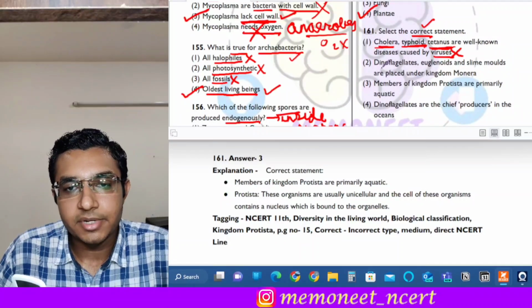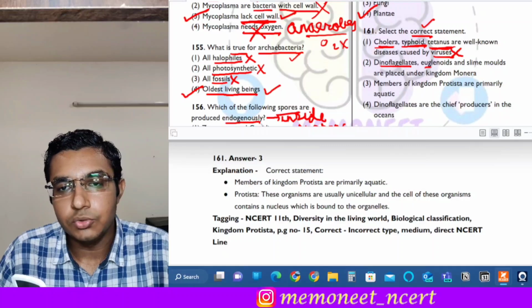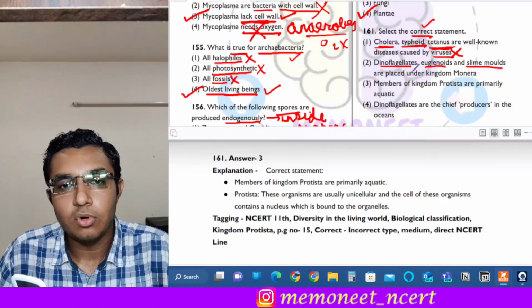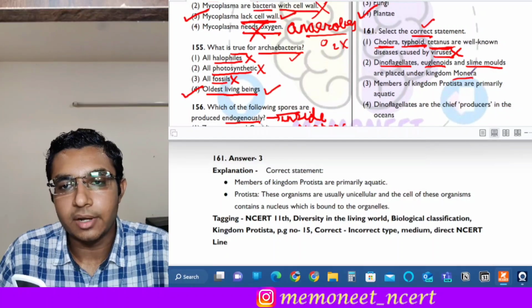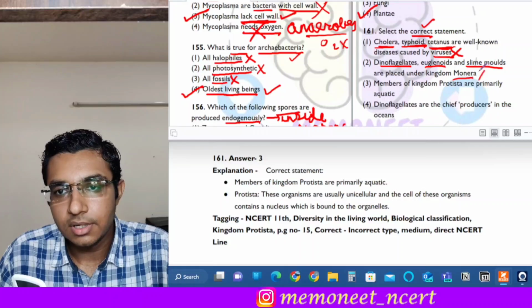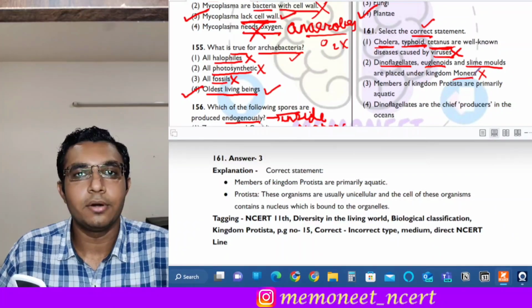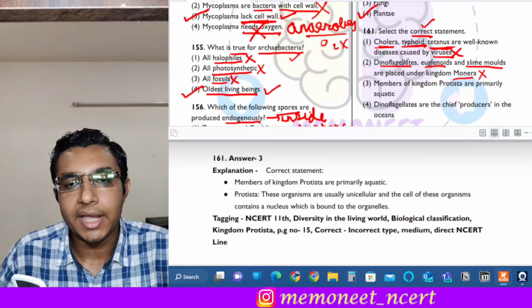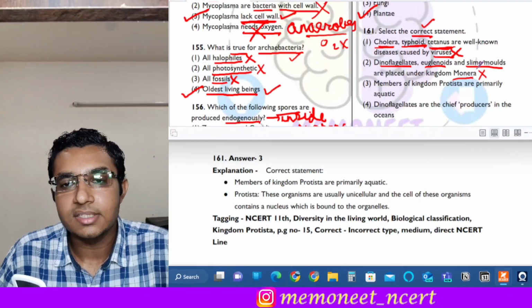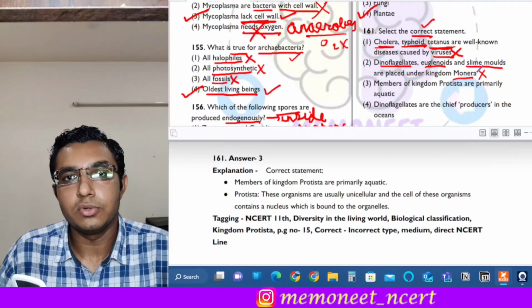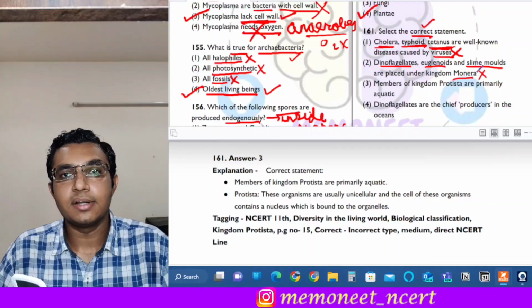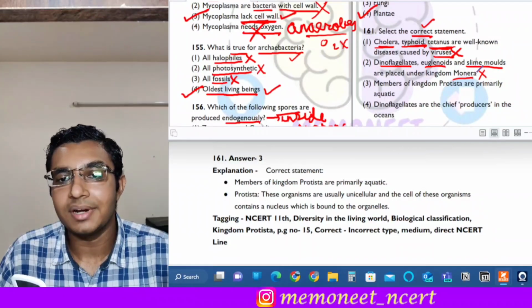The next statement is: dinoflagellates, euglenoids, and the slime molds are placed under kingdom Monera. So this statement is also incorrect. Why? Because under the kingdom Monera there are the prokaryotic organisms, but the dinoflagellates, euglenoids, and the slime molds are unicellular eukaryotes. So they are placed under kingdom Protista, not under kingdom Monera.